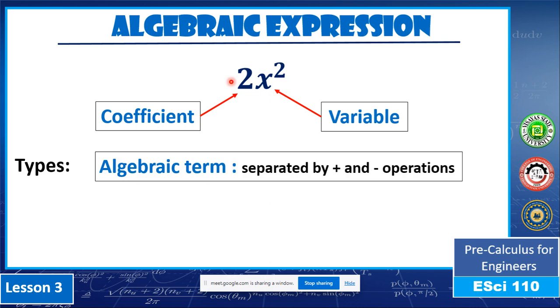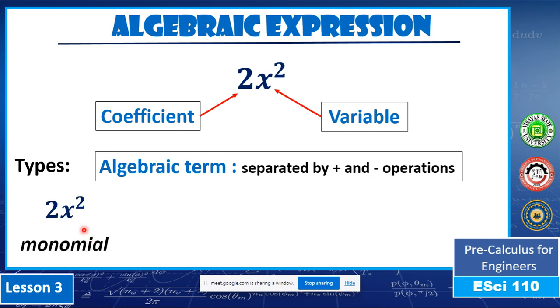And we also have different types of algebraic expressions. These types are determined by the algebraic terms. When we talk about algebraic terms, these are terms separated only, take note, only by plus and minus signs. So plus and minus operations lang. Hindi pwede ang multiplication kasi yung multiplication isang term lang yun. Hindi rin pwede division kasi isang term lang.